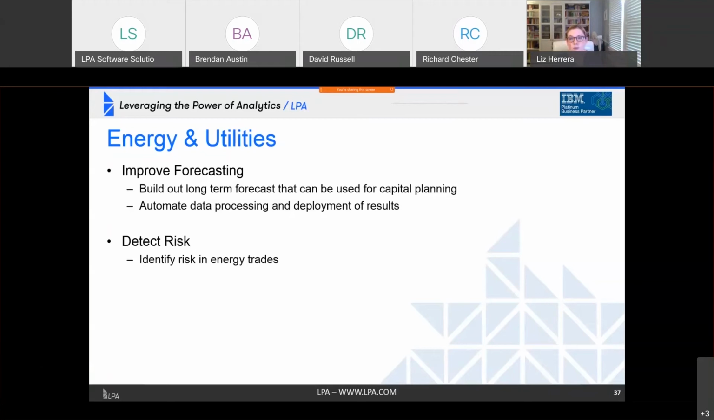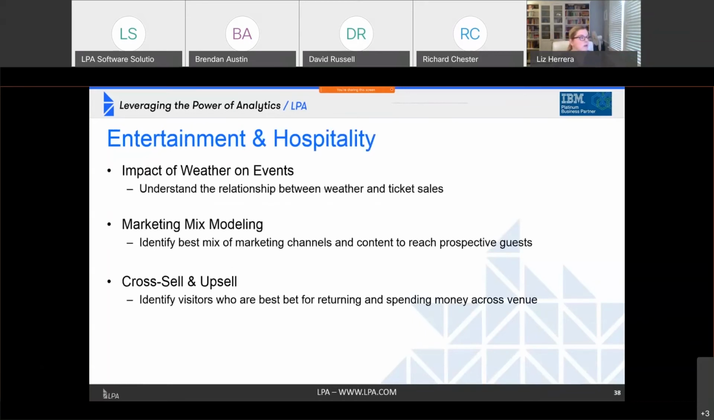As well as automating data processing and deployment of the results. That was really important as well for our client. More recently, with everything happening, there's an interest in detecting risk, specifically in energy trades, which kind of falls in the finance bucket too, but it's specific to energy and utility commodities. So that's a new use case we've been seeing.